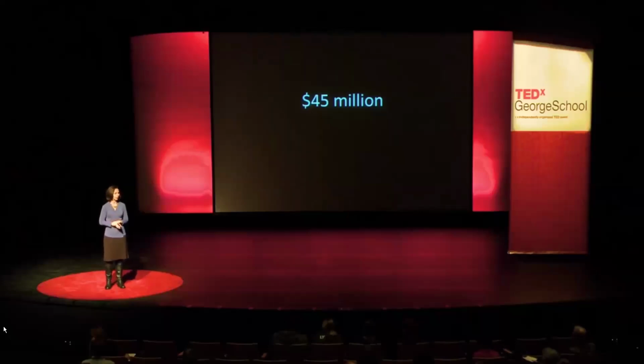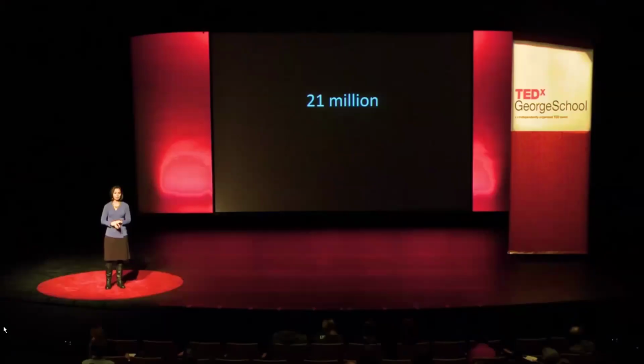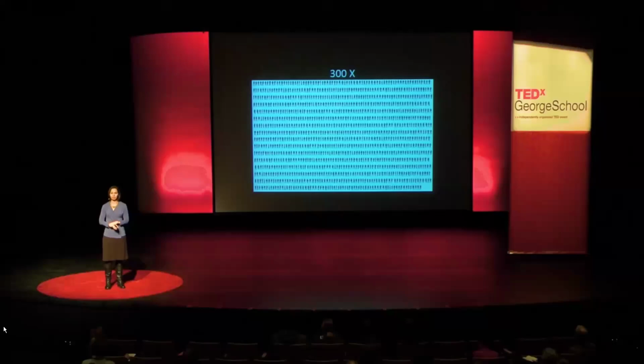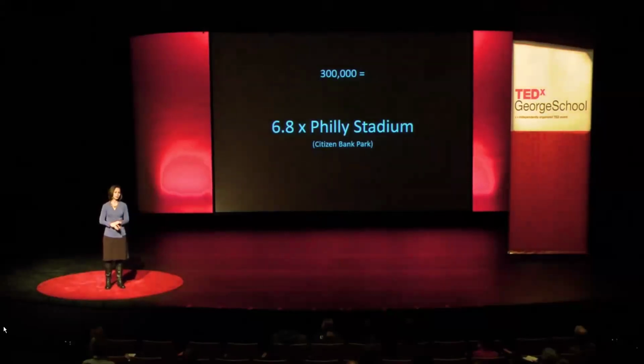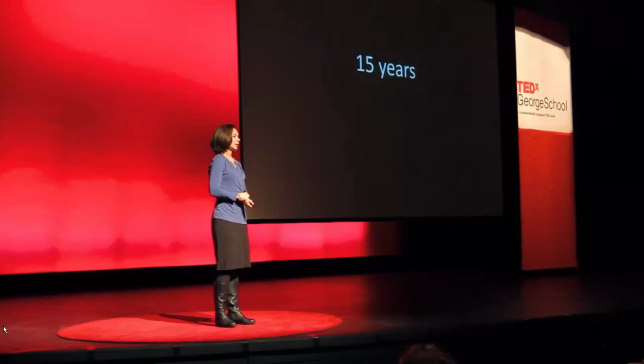$45 million spent per year in the US for online sex trafficking alone. 21 million people enslaved globally. 300,000, that's the number of US children at risk for human trafficking each year. That's 300 of these slides with 1,000 figures, and it's enough to fill Citizens Bank Park almost 7 times over. $200,000 per year is what a pimp stands to make from just one victim. 15 years. That's the age by which most child victims are lured into sex trafficking, 15 years old.